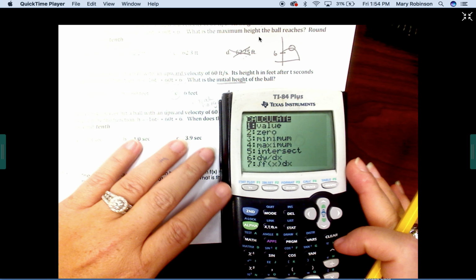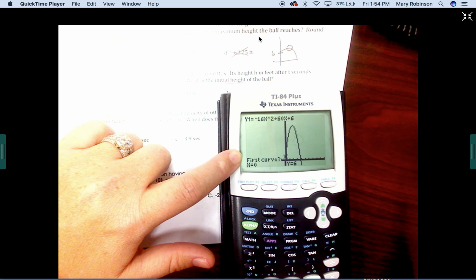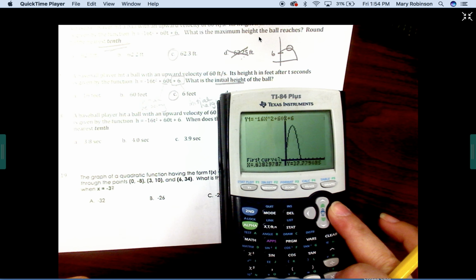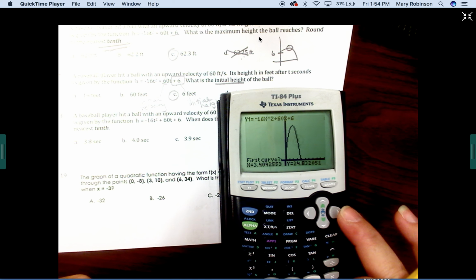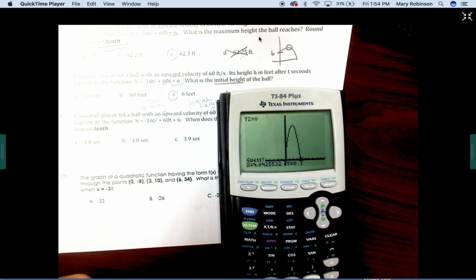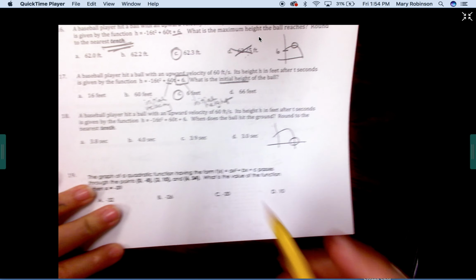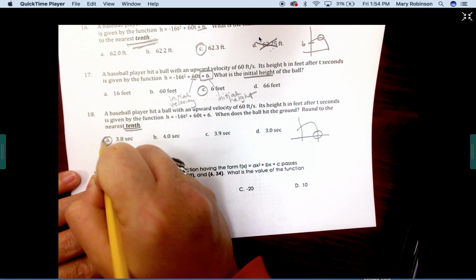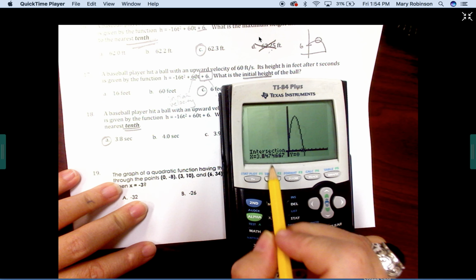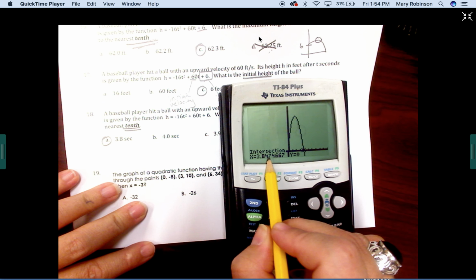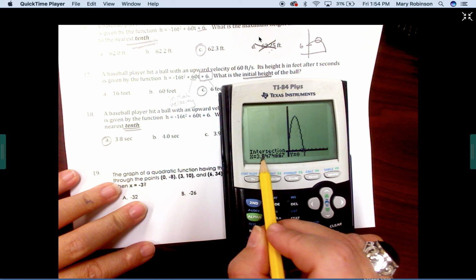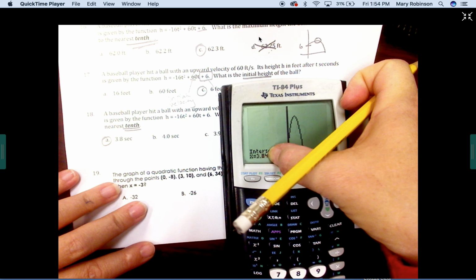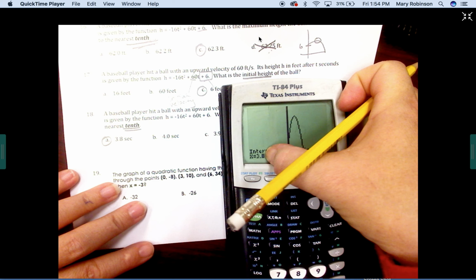To do that, we press second trace 5, since we're finding an intersection. I move it to the right side of the vertex and press enter, enter, enter. And we get 3.8. And it says round to the nearest tenth, so make sure you're doing that carefully. Do not make the mistake of saying 7 rounds the 4 to a 5 and the 5 to an 8. It doesn't work that way. You only look at one number to the right of the 8. If it is less than 5, we do not round the 8 up. It stays 3.8.